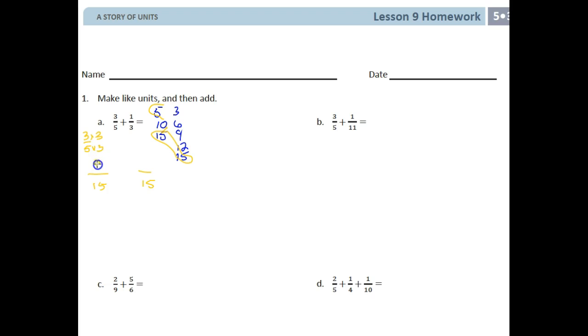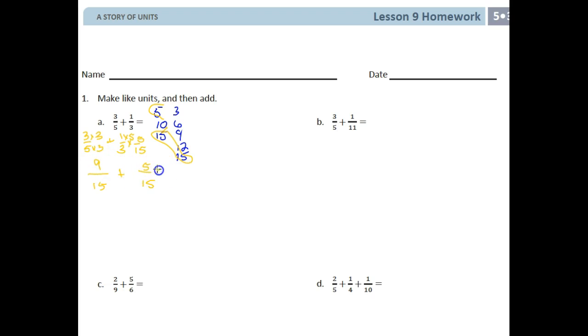3 times 3 is 9. And now what we're adding to that is 1/3. And we need to get to 15, and we know by looking over here that 1, 2, 3, 4, 5 of them gets us that 15. So we multiplied by 5, so we have to multiply this times 5 too. So it becomes 5/15. Now they're the same size, and we can add them together.